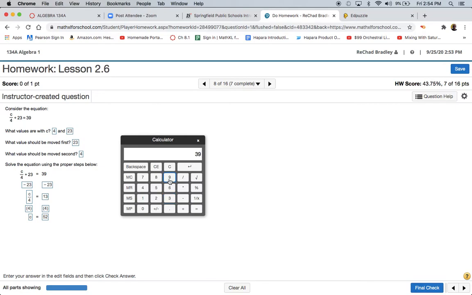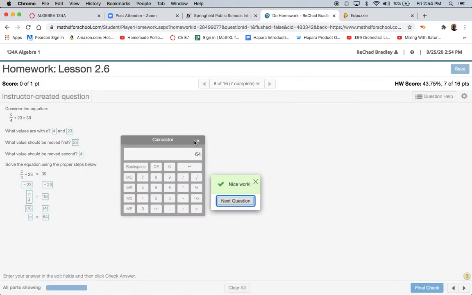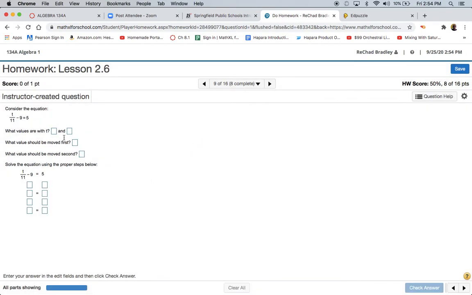39 minus 23 equals 16. And then 16 times 4 would be 84. No, I don't know. Times 4, 54, 64. Whew, saved myself. It's okay to mess up though. It does make you stronger.